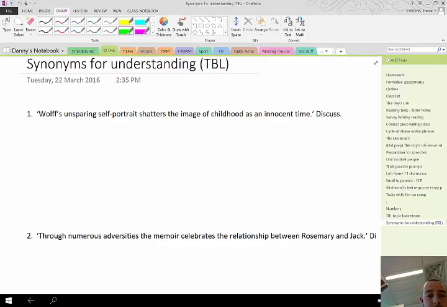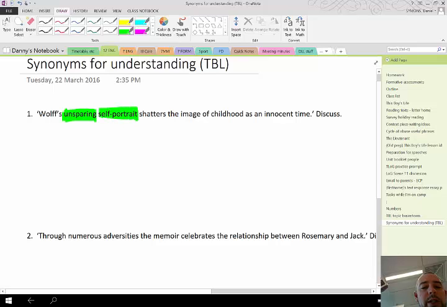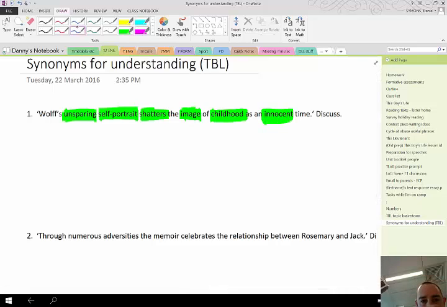Now I'm going to unpack the key terms. So I'm going to grab the green. I'm going to highlight the word unsparing. Self-portrait is important. Yep, I'm going to actually grab that word. It's more important than I just realised. Shatters is a really interesting word. In fact, looking at this, I'm not going to have time for all of them, so I'll just do one, and that will demonstrate what I'm talking about. Image as well, and childhood, and innocent. Alright, so I'm going to start to unpack some of the synonyms here.